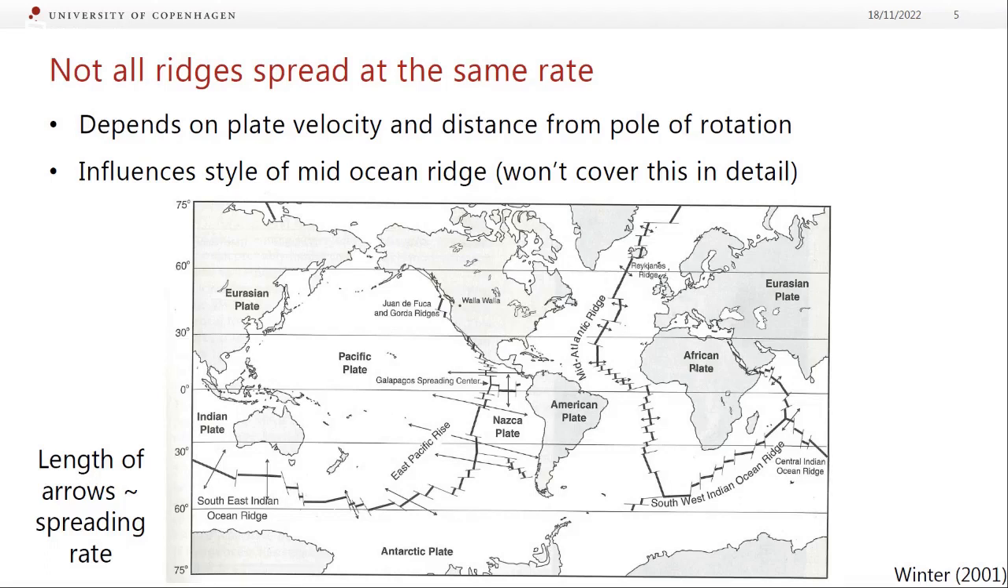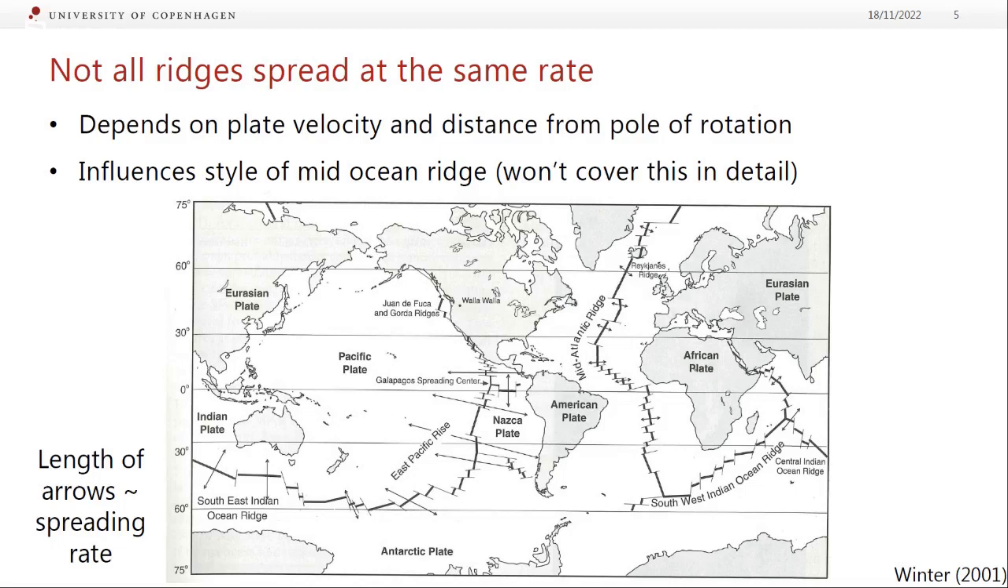It's important to note that not all ridges spread at the same rate. Essentially, two things control it. One is the plate velocity, the speed that it's moving at, and the other one is the distance from the pole of rotation. Because we're moving on a sphere, we're not just moving flat, straight, forward, backwards, left, right. The motion is actually a rotation around a pole of rotation.